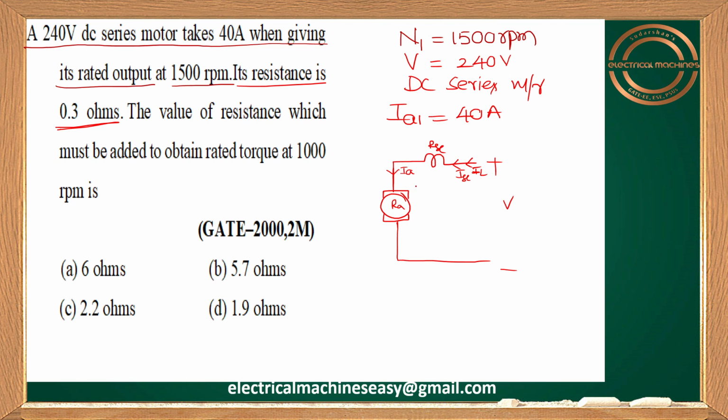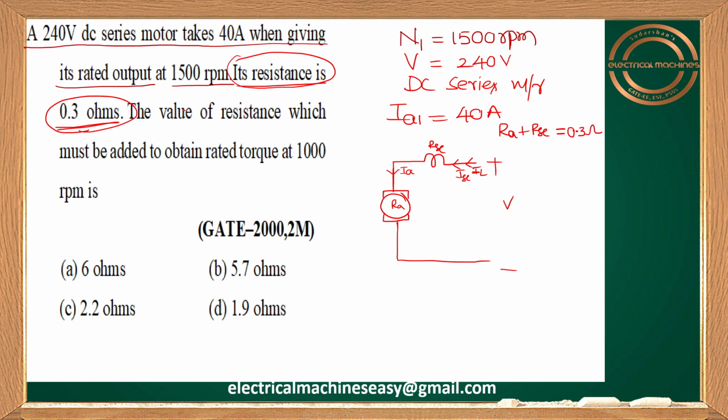Sometimes in examinations they'll give RA separately and RSC separately. This much RA value, this much RSC, like that. Sometimes they'll simply say its resistance is, and then you should take this 0.3 ohm as the sum of RA plus RSC. It is around 0.3 ohm he has given.